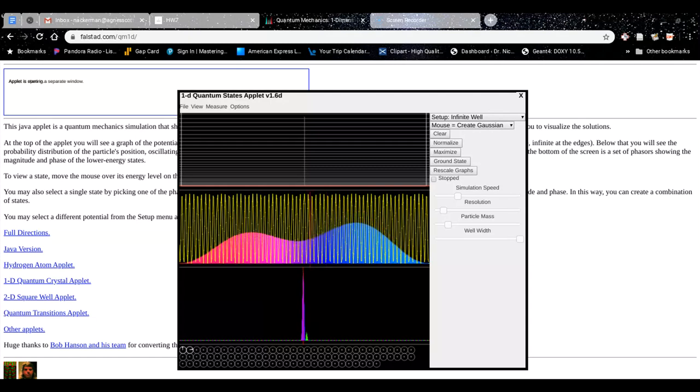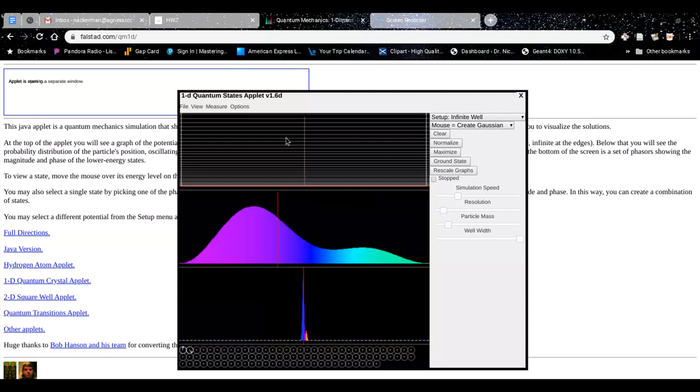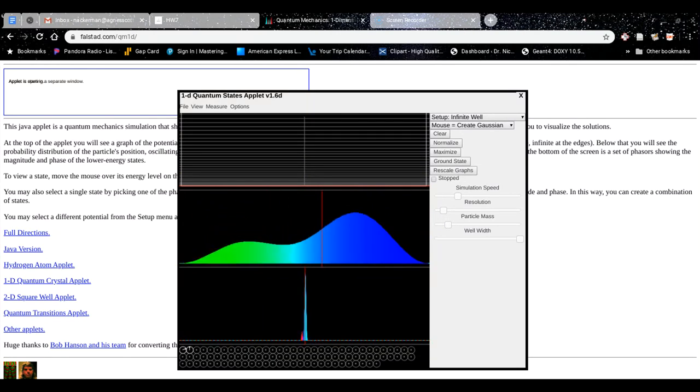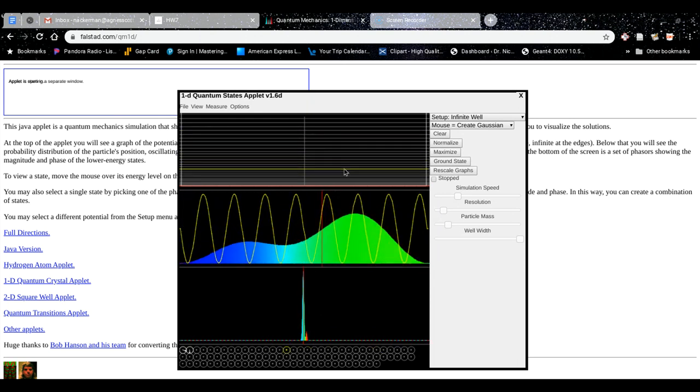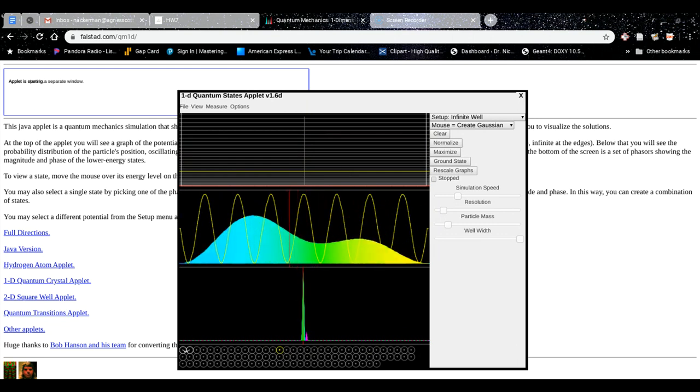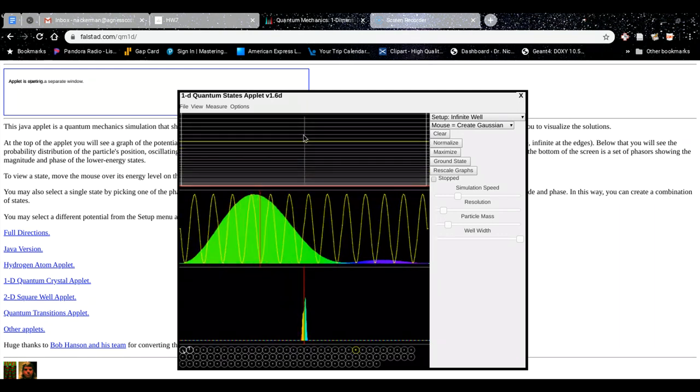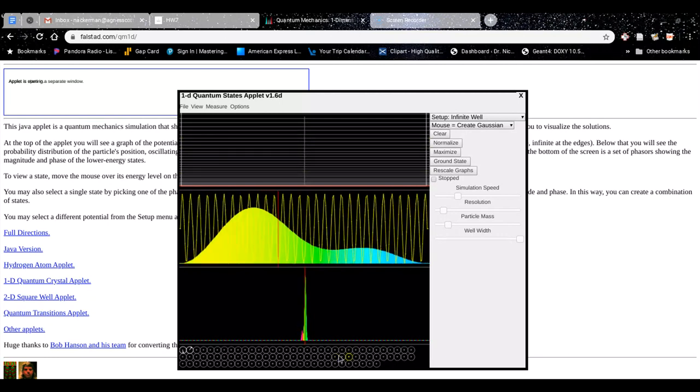I'm going to talk you through the Falstad 1D quantum states applet. So this is what you see when you start it, and you might not really know what you're looking at. There's a couple of things to think about. What you have up top is a bunch of different energy levels, and as you scroll over them, you can see the different waves appearing in the second window, and you can see different circles appearing down here.